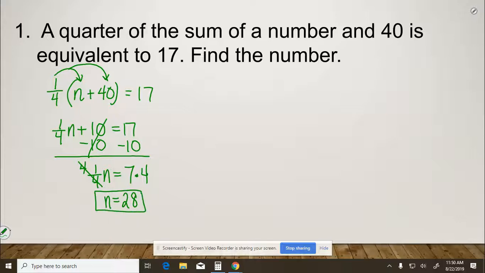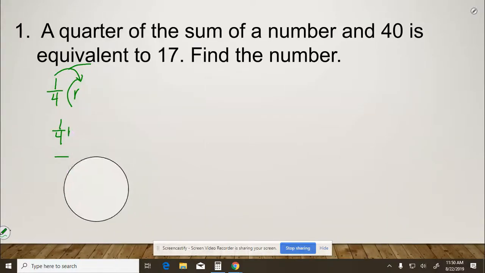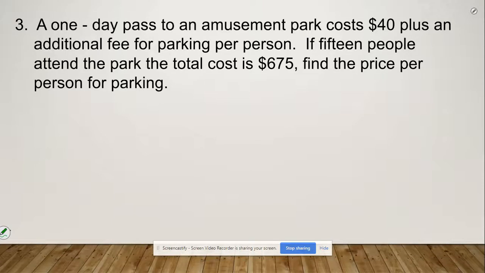So a pretty simple equation that you can do easily. All right, so you're going to do number 2 without my help. You can pause the video or go on and come back to it later. Let's take a look at number 3.